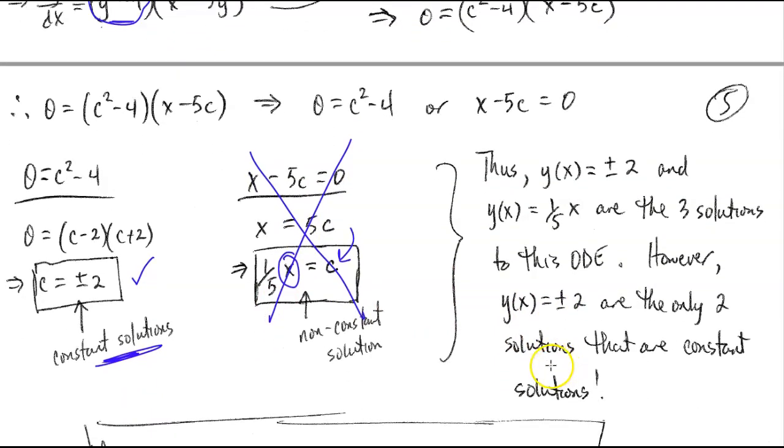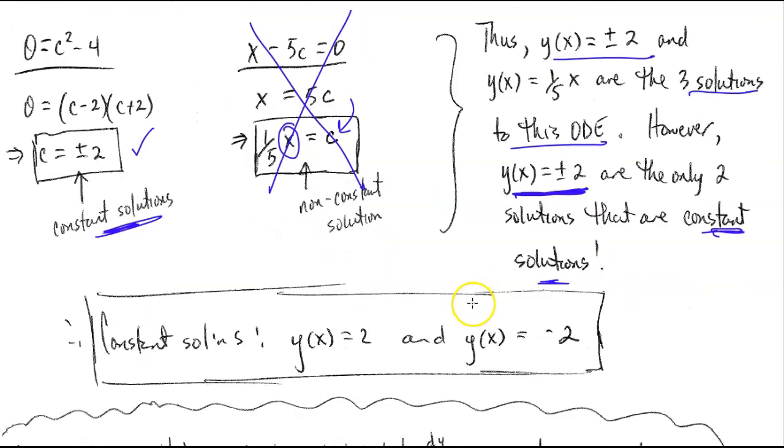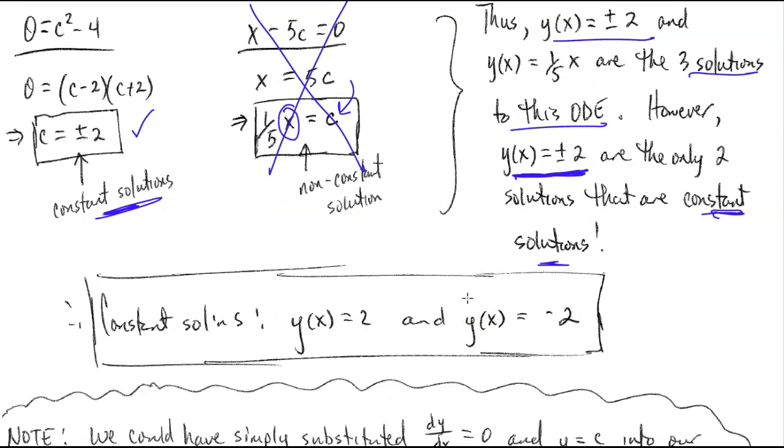And so hence, this is why I say that y equal to plus or minus 2, and y is equal to 1/5 x are the three solutions to this ODE. However, these two solutions, plus and minus 2, are the only ones that we consider to be constant solutions, okay? Again, since x could be anything, I can't consider 1/5 x to be a constant solution. And so that ends up being our answer here.